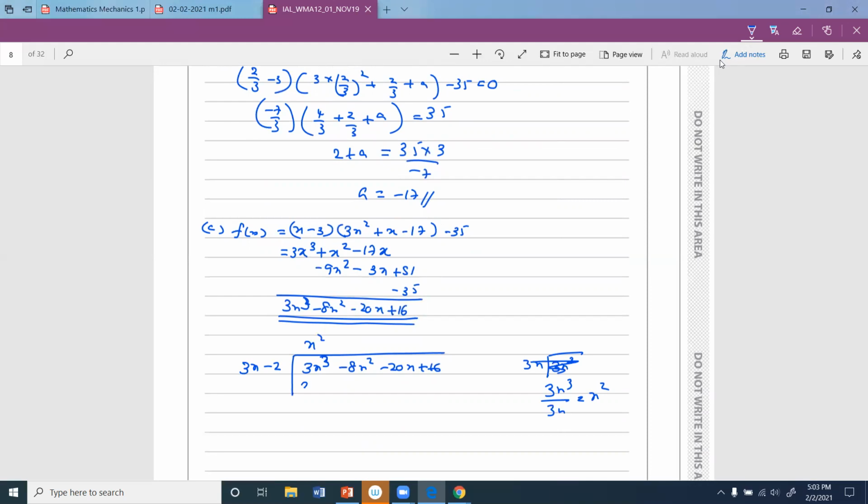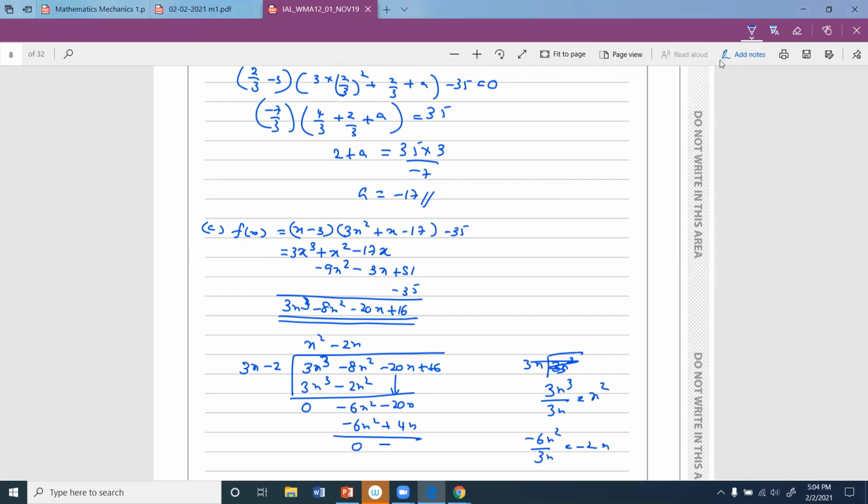x squared into 3x is 3x cubed. x squared into minus 2 is minus 2x squared. Then subtract it. This is 0 minus 6x squared. Then bring the next term down. Now see how many 3x terms there are for minus 6x squared. Divide by 3x. It's minus 2x. Yes, minus 2x. Then if you just do it, minus 6x squared plus 4x. If you subtract it, it is 0.